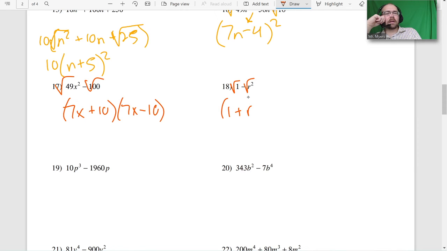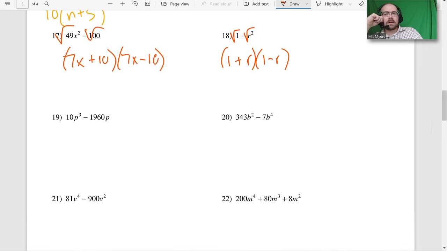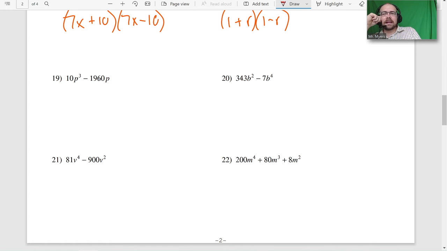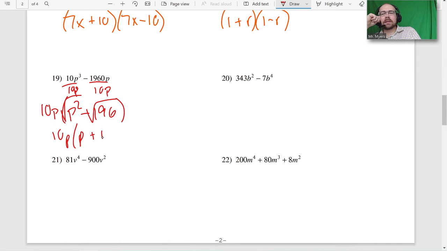1 plus r, 1 minus r. Let's see if I can get rid of that. Nope, I got to erase it. There we go. 1 minus r. Okay. So then, change color again here. We're almost on the last leg of this thing here. So we would divide out a 10. And it looks like a variable of p comes out here as well. If we divide out 10p, that's p squared. And then 10p here, that'd be minus 196. Both of those are square roots, 10p, p plus 14, p minus 14.